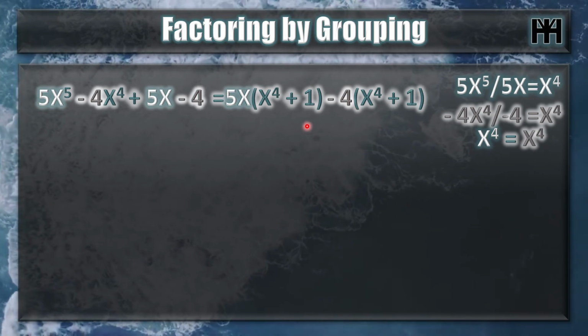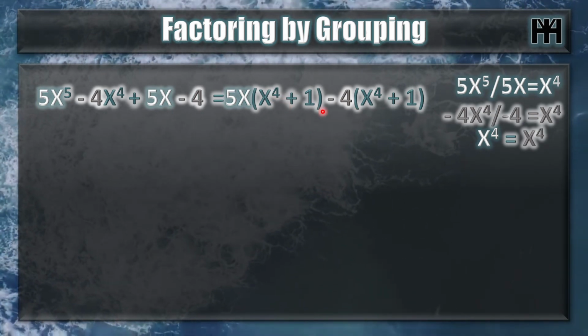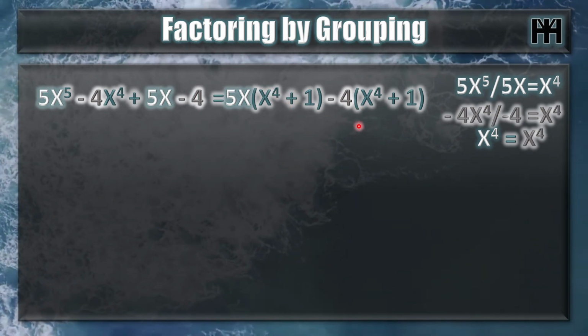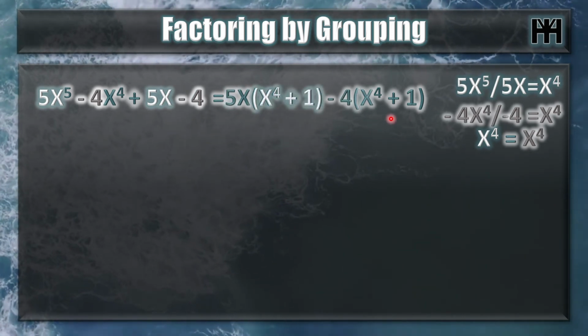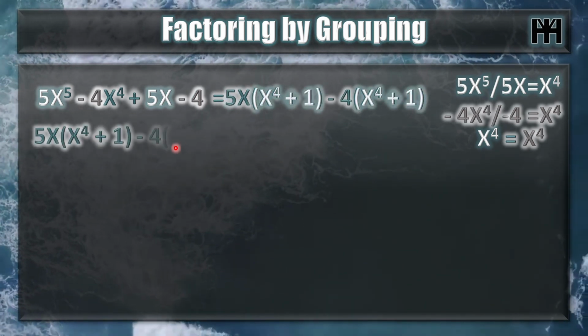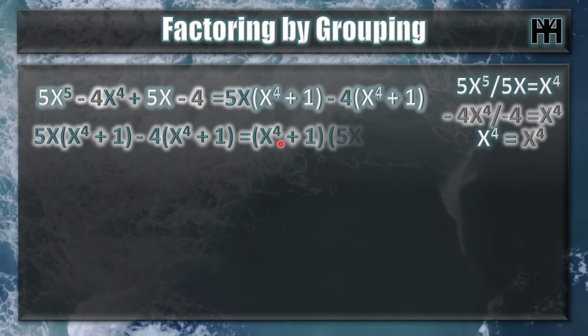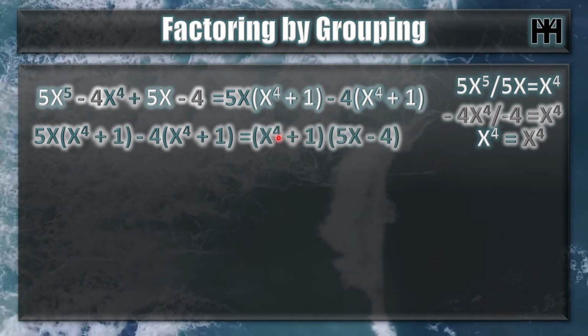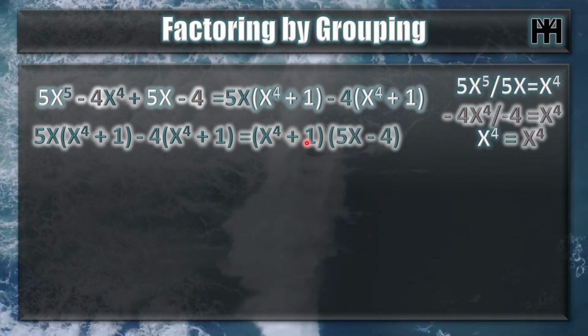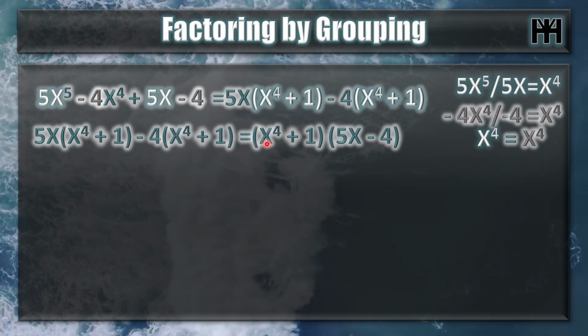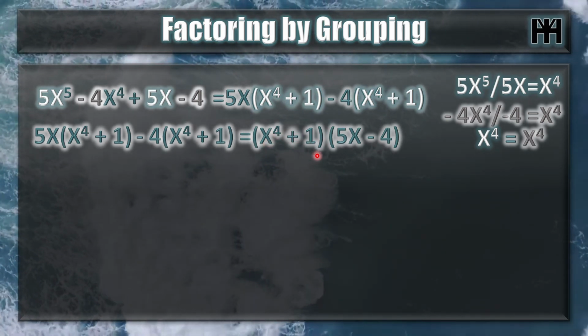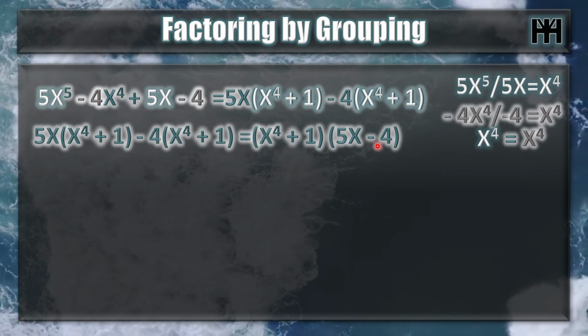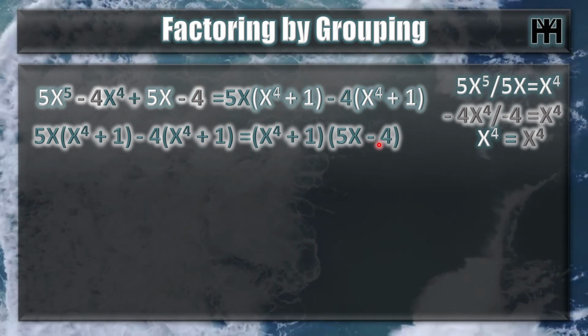Did you notice that? x^4 plus 1 is repeated, so we can take it again as a common factor. You see here? Let's write it down again. So we can take x^4 plus 1 as a common factor. So we have this final expression here: (x^4 plus 1) multiplied by (5x minus 4). You see?